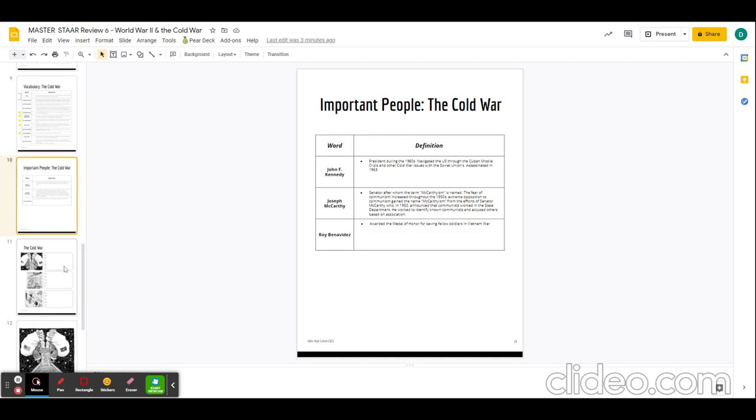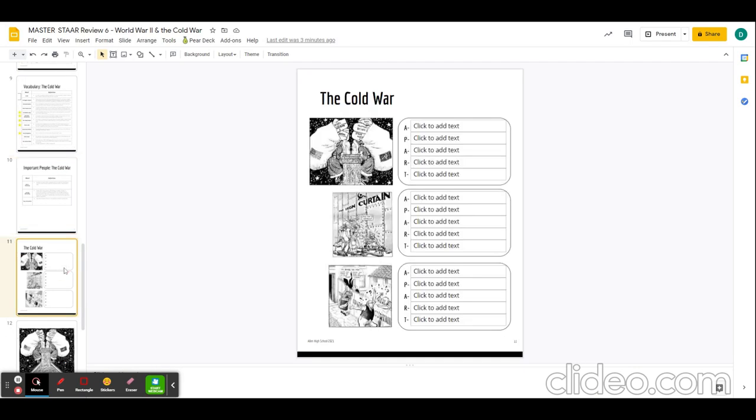All right, the next slide has political cartoons on it, and I am going to turn it over to your classroom teacher. So they will help you analyze these political cartoons to review the Cold War.